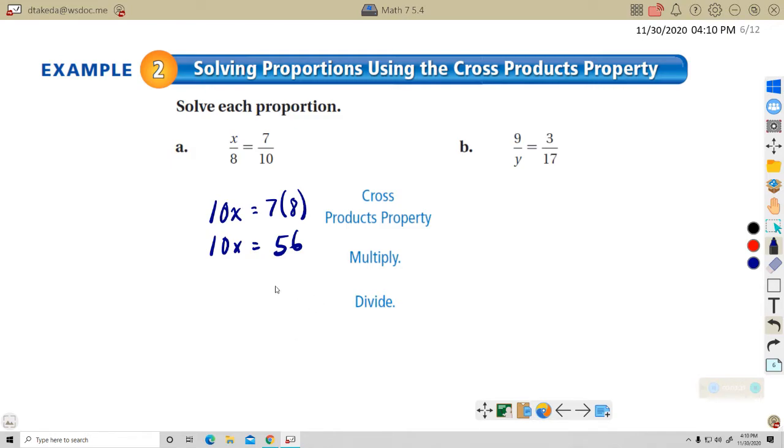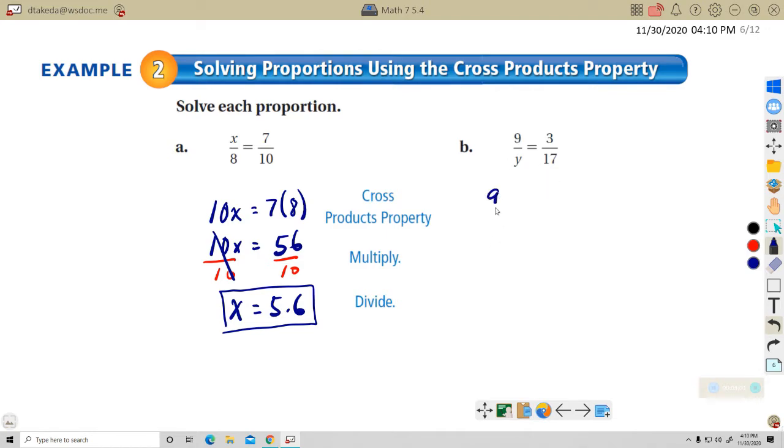Now I'm going to divide both sides by 10. This is the division property of equality. So x equals 5.6. See, that's when we couldn't just do mental math. Let's take a look at 2B here.